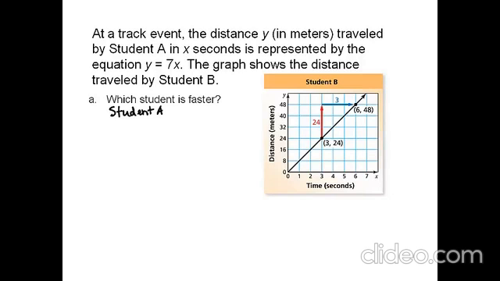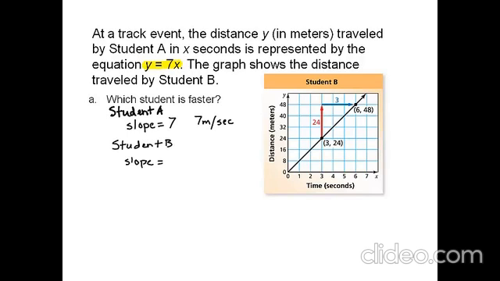The equation is y equals 7x. The slope is 7. This tells us that student A travels 7 meters per second. Now let's look at student B. To find the speed of student B, we need to find the slope of the line on the graph.